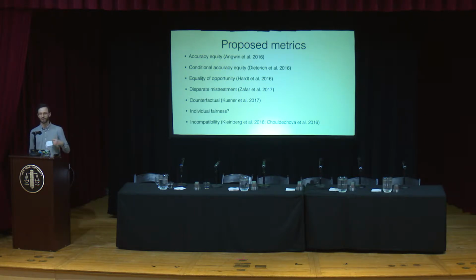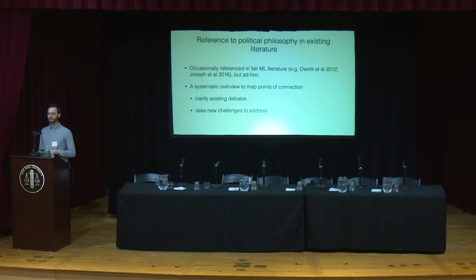And so I think to dig deeper into why it is that fairness is controversial, we have to look elsewhere. One place that we can look is in political philosophy. I'm not the first person to make these connections. Many of the seminal works in this area have referred to work of political philosophy. For instance, the Dwork et al. paper from 2012 did refer to John Rawls and other philosophers not named John.